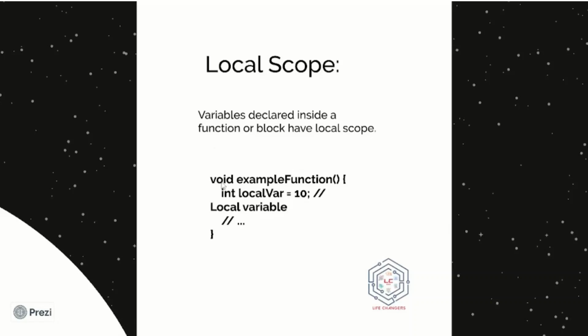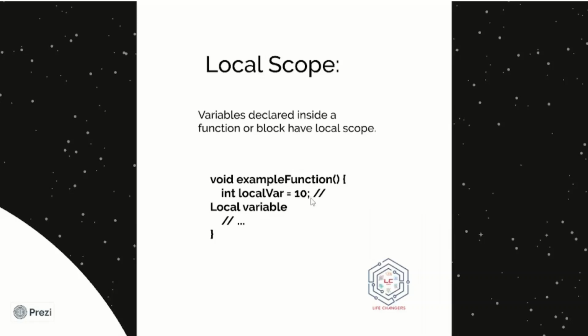Here is a void example function. This is the function name and this is the return type, and inside the function we declare a variable. The variable name is local var. We give the data type as int and the value is 10. This is the local scope variable. This variable can be accessed only inside the function. It cannot be accessed outside the function.